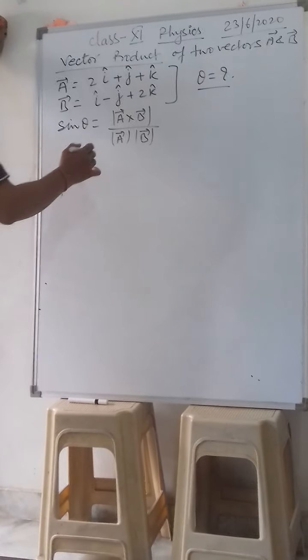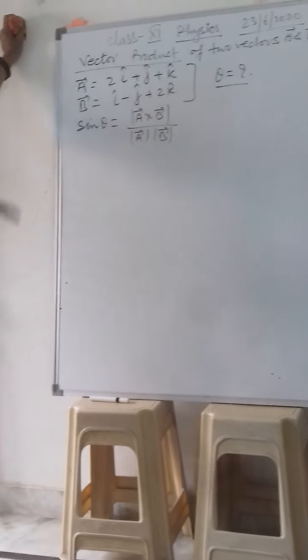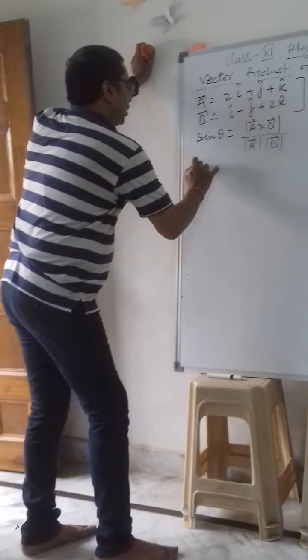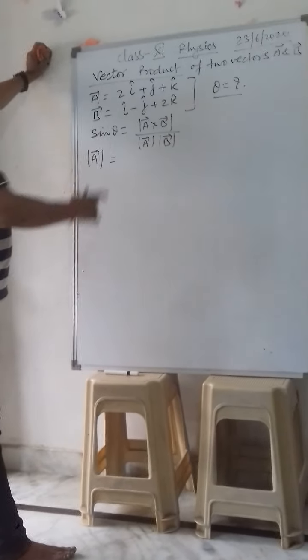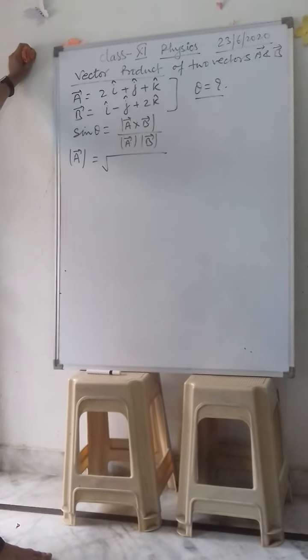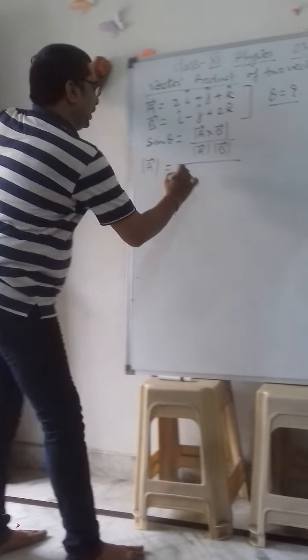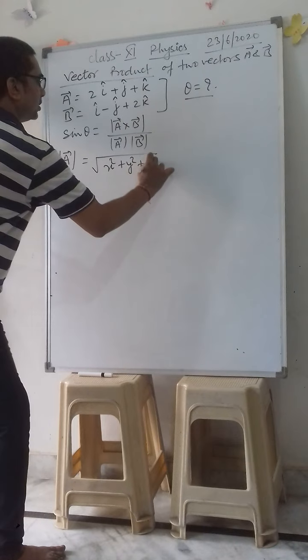Okay, so first we have to find the mode of A, mode of B and mode of A cross B. First, mode of A is equal to, this is a formula to determine the mode of given vectors in 2 dimension or 3 dimension: the square root of x square plus y square plus z square.